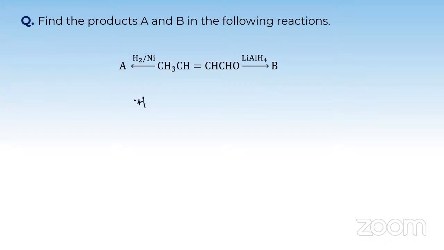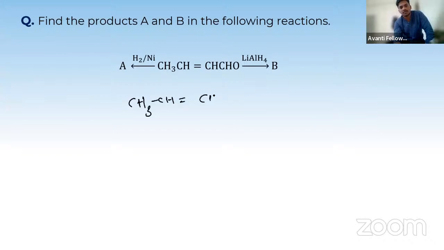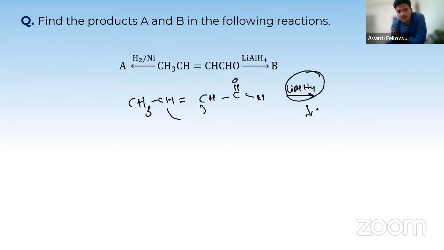I will write like this. So now I'll write like this: CH3, CH double bond CH, C double bond O, H. So here we are having lithium aluminum hydride. So in this case, what is happening here? These double bonded carbons cannot be reduced by lithium aluminum hydride. They can only reduce aldehydes and ketones. They can't reduce the double bond. So whatever the product you are getting, that double bond will remain the same.